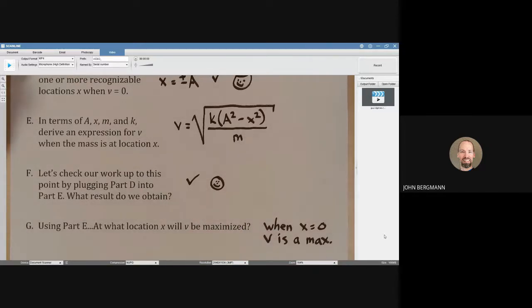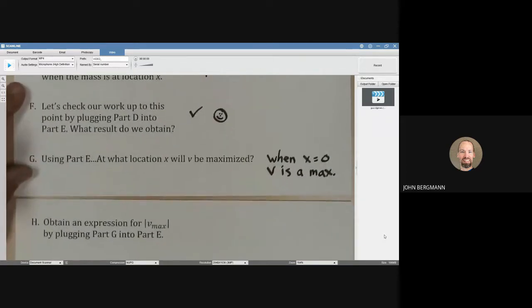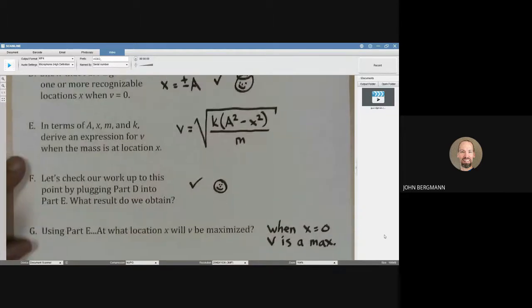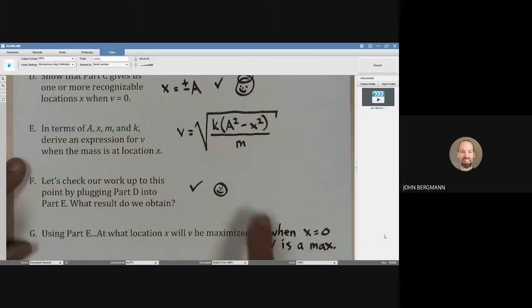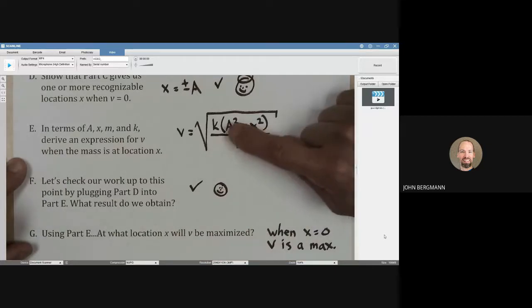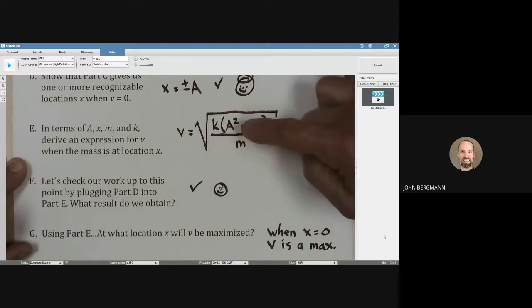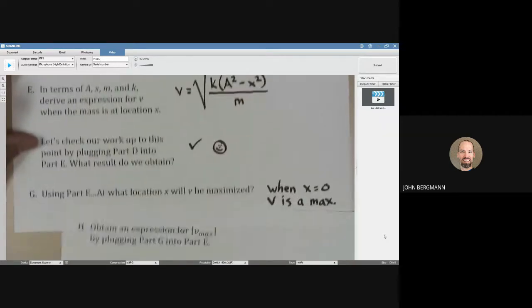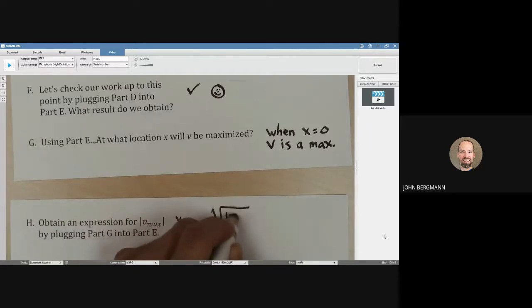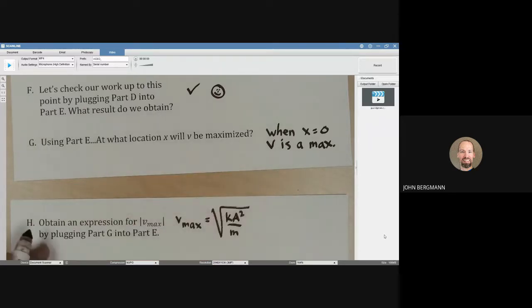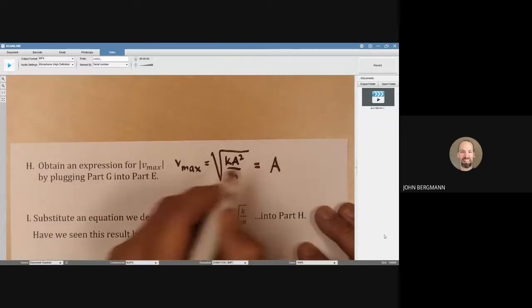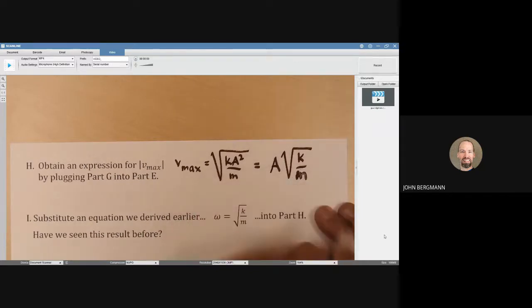There you go. Let's obtain an expression for V max by plugging part G into part E. We said when x equals 0, you put that in there. What's that going to give you? That's going to give you the square root of k a squared over m. Let me write that down here. V max will equal the square root of k a squared over m. What's that equal to? Can I factor out an A? A times the square root of the quantity k over m.